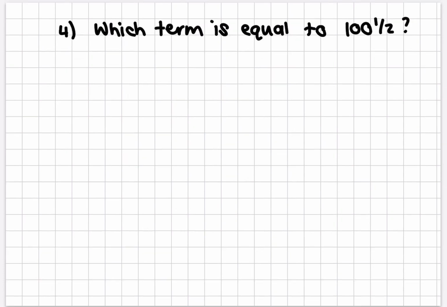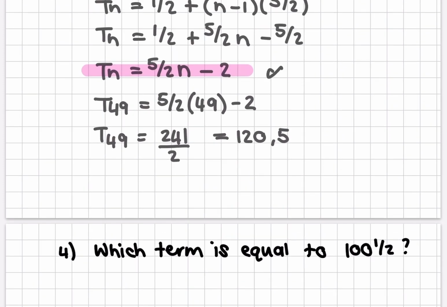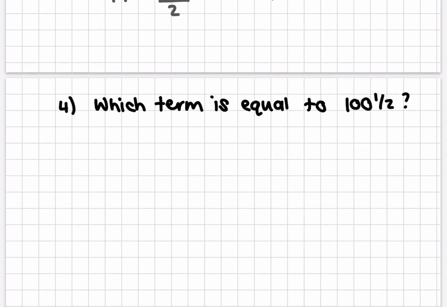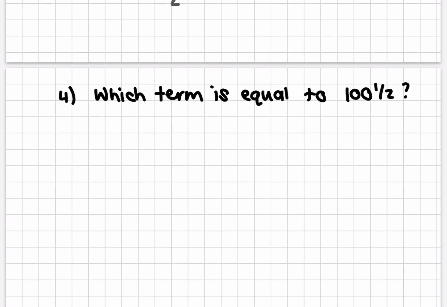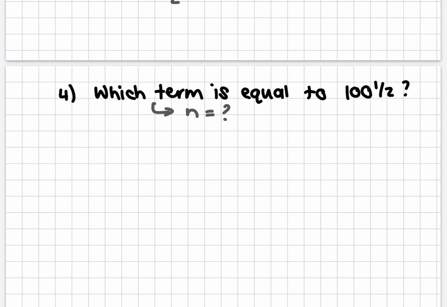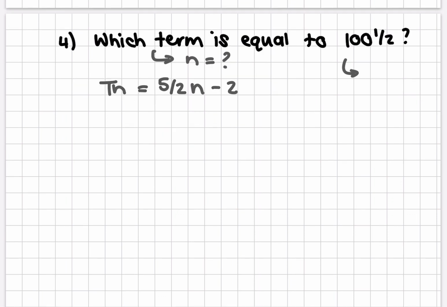Same thing. Now, which term is equal to 100.5? We want to take our general formula that we figured out, and we want to make it equal to 100.5 because we want to find out which term, so the position of the term that is equal to 100.5. So our general formula was equal to 5 over 2 n minus 2. So 100.5 is basically 201 over 2. So we're going to say 201 over 2 is equal to 5 over 2 n minus 2.